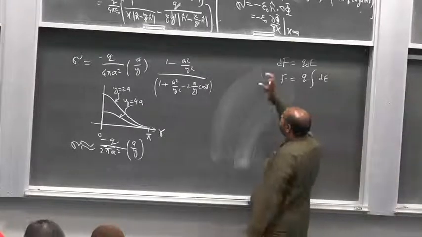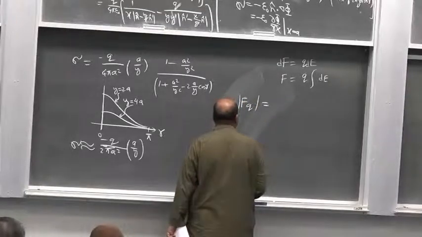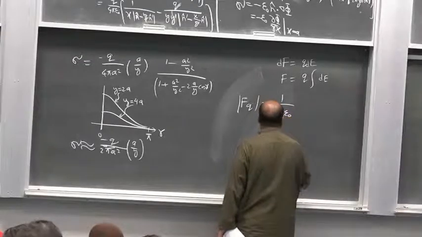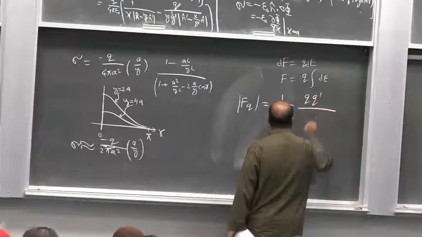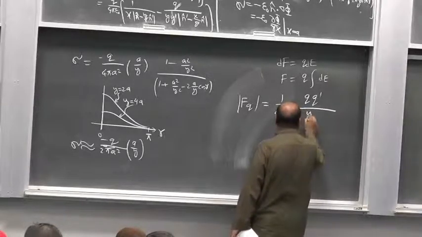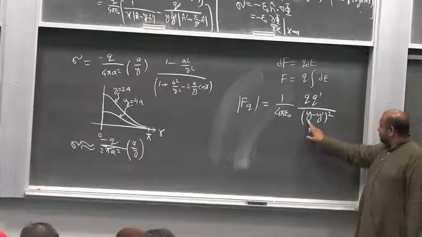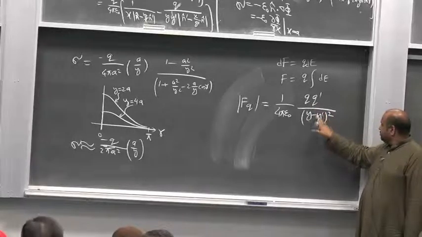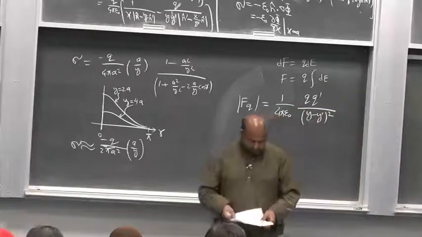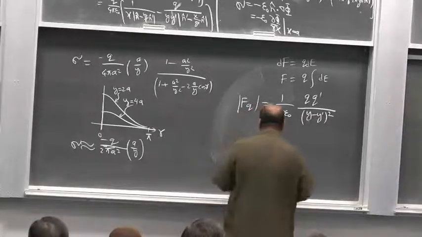Instead of that, since this sphere is equivalent to a point charge, I can directly write the magnitude of the force by Coulomb's law, 1 over 4 pi epsilon naught. One charge is Q, the other charge is Q prime, and what's the distance between the two? The distance is y minus y prime. Right? Y is the coordinate of this one, y prime of this one, so the total distance between the two is the difference. And if you substitute this, you get this thing.